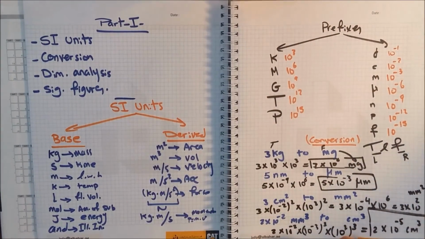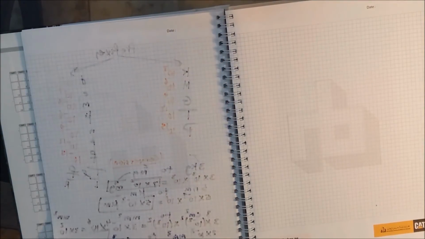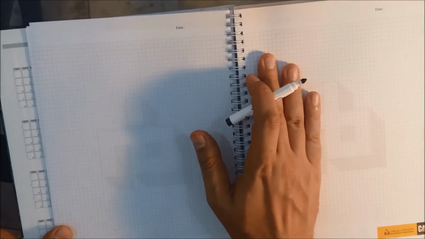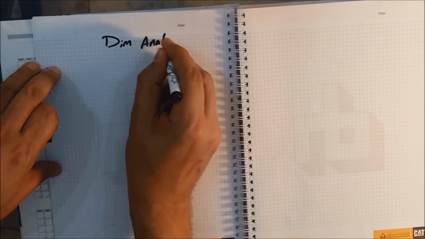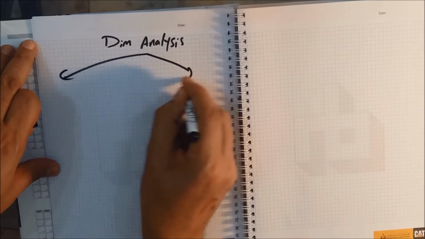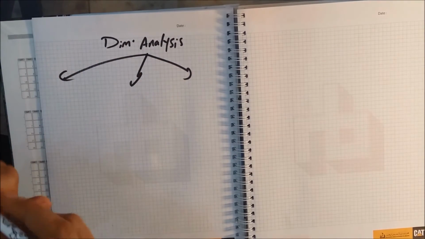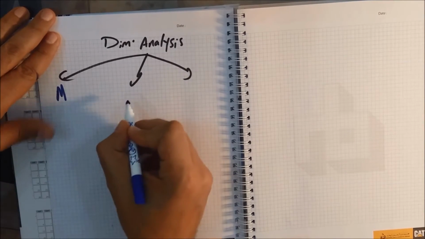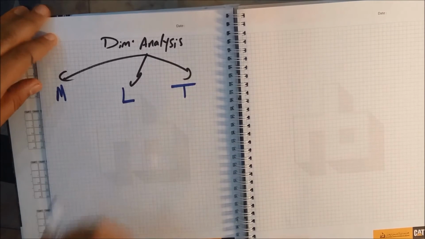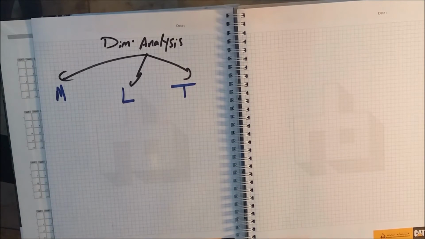Then let's go to the dimensional analysis. In dimensional analysis, it means that you need to put your values in terms of mass, length, and time. This is a very easy task, but the secret of this problem is to get the unit of the value that you have.